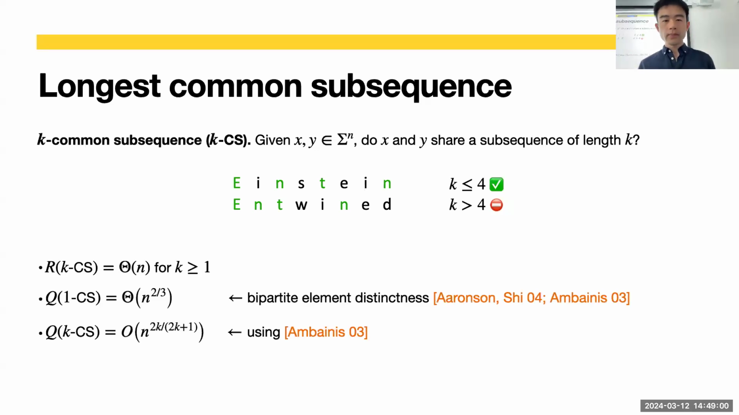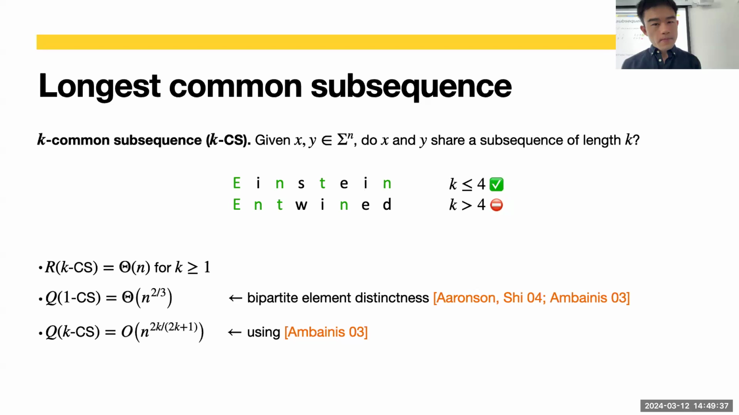So what's known about this problem? It's known that the randomized query complexity of KCS is equal to theta of n for any constant k that's greater than or equal to 1. It's known that if k is equal to 1, the quantum query complexity of this problem is theta n to the 2/3. In fact, if you recall what the element distinctness problem was from earlier, this is a variant of that problem. And the complexity was established by Aaronson, Shi, and Ambainis.